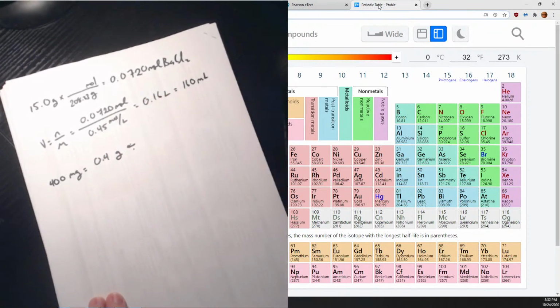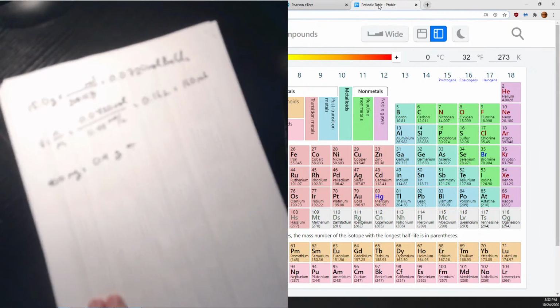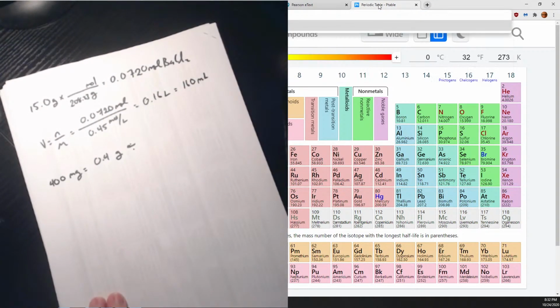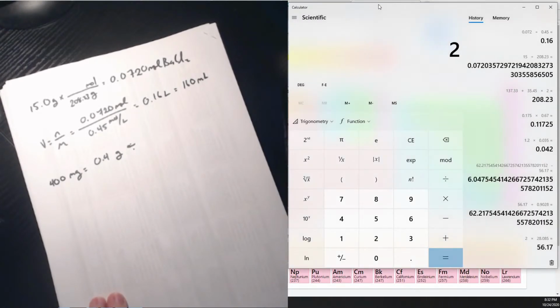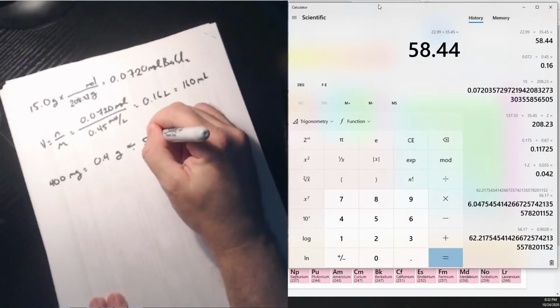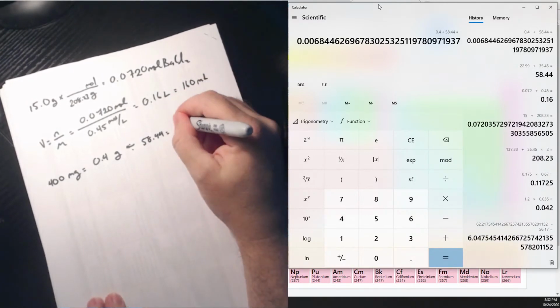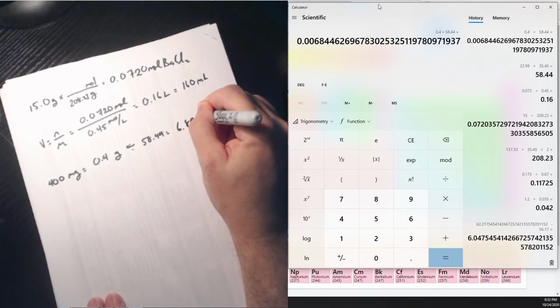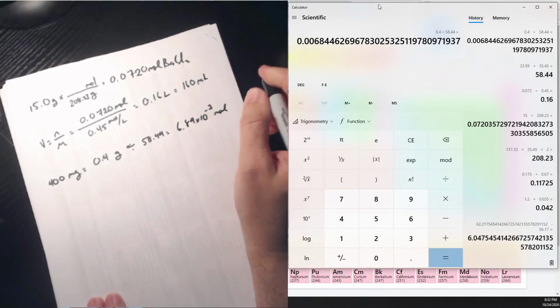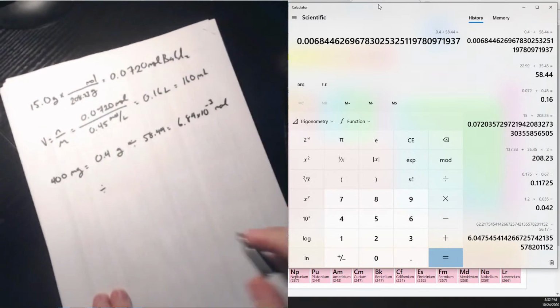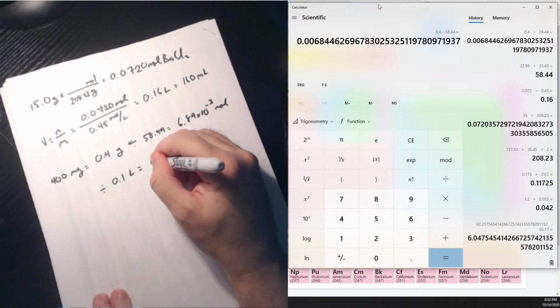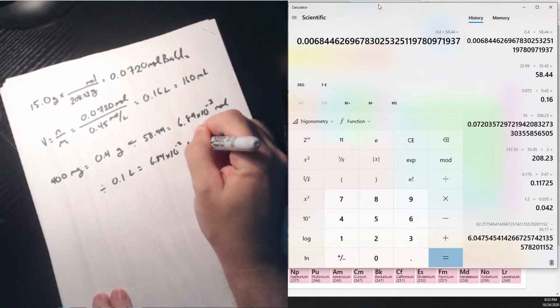So now we divide by the molar mass. 55.99, see, 22.9. Oopsie, no, definitely don't do that. 22.99 plus 35.45 is 58.44. That gives 6.84 times 10 to the negative third moles of NaCl. Now we divide by 100 milliliters, or 0.1 liters, which is 6.84 times 10 to the negative 2 molar.